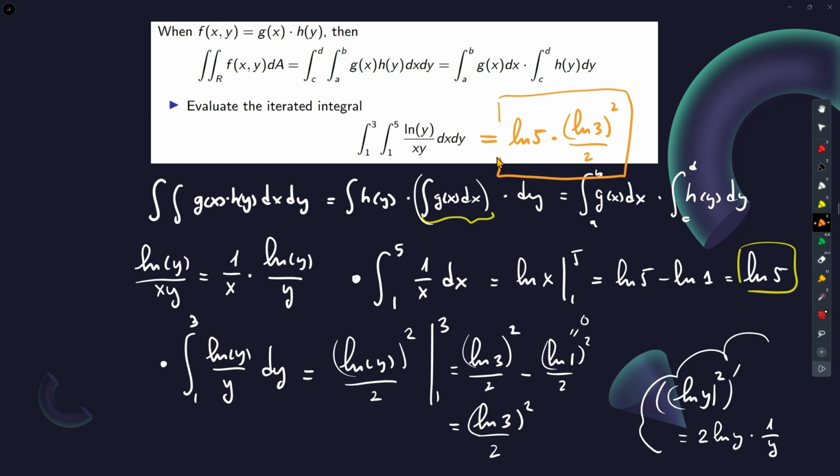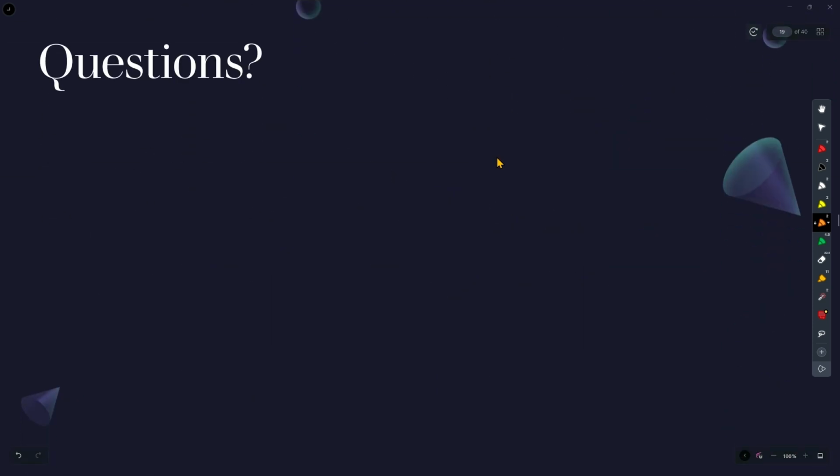And that's it for integrals over rectangles. And in the next section, we'll do integrals over more interesting regions.